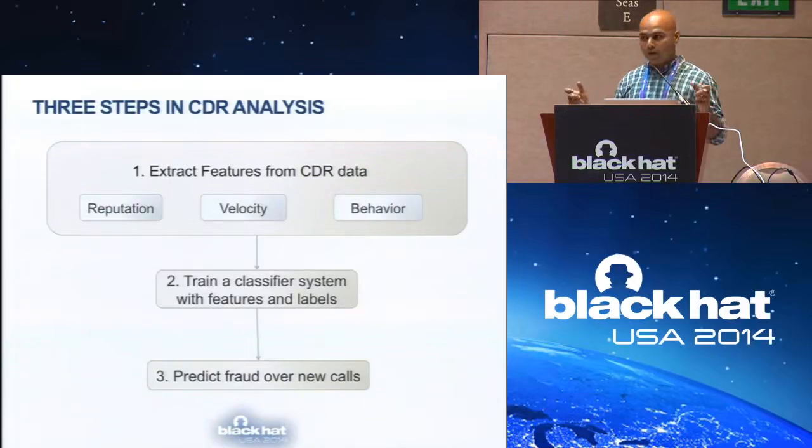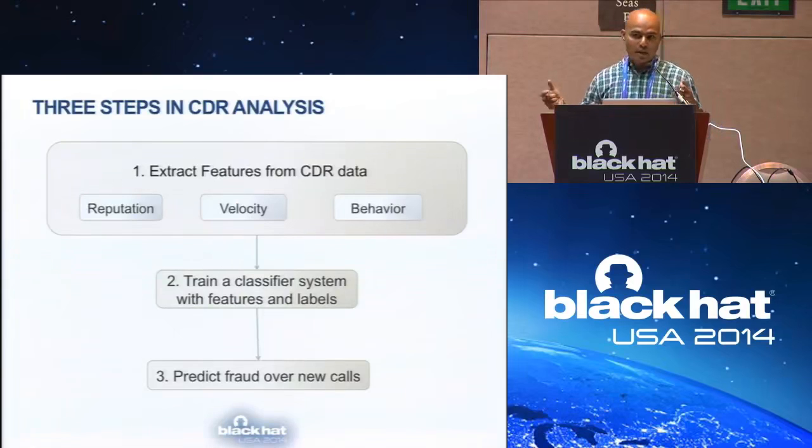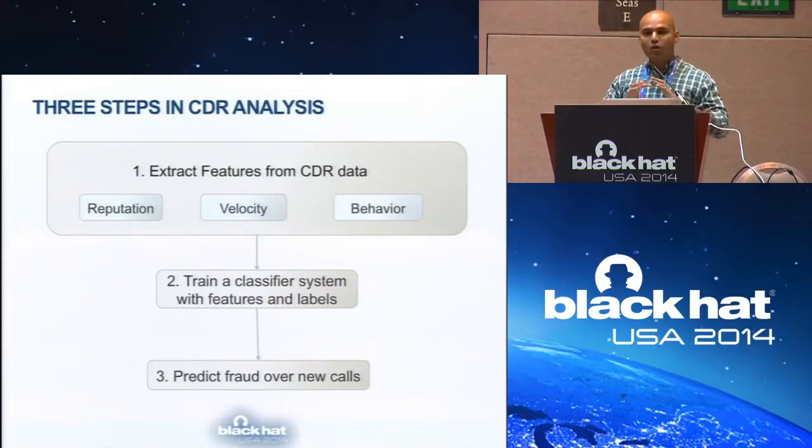Labels are something we get from our customers who have fraud teams, and they label certain calls saying, oh, these calls are fraud or these calls are genuine. So we can use those labels combined with the raw data, the features, to train a model to learn to distinguish between real fraud and genuine calls. And then once you have a model that's trained, we can use that model to predict fraud over new calls. So that's the overall algorithm or the architecture of a CDR analysis system.